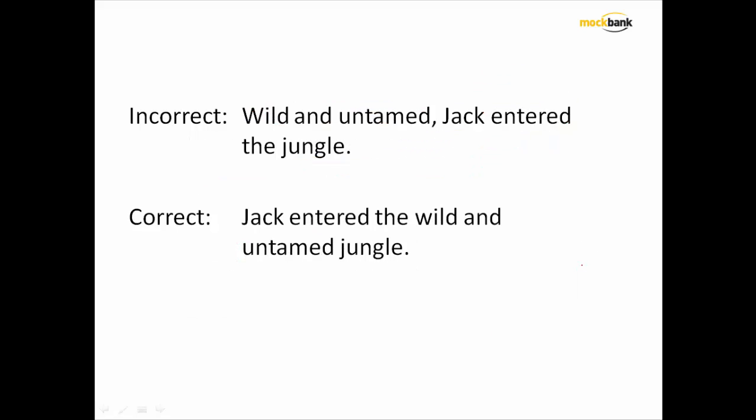Let us see the second example. Wild and untamed, Jake entered the jungle. Since wild and untamed has been used for jungle, let us try to put this modifier closer to the jungle. How do we do that? Jake entered the jungle should be used first. So, Jake entered the wild and untamed jungle. So the sentence will get started with Jake. Do we have the clarity? Now, in the second case, it is unambiguous that wild and untamed has been used not for Jake but for jungle.